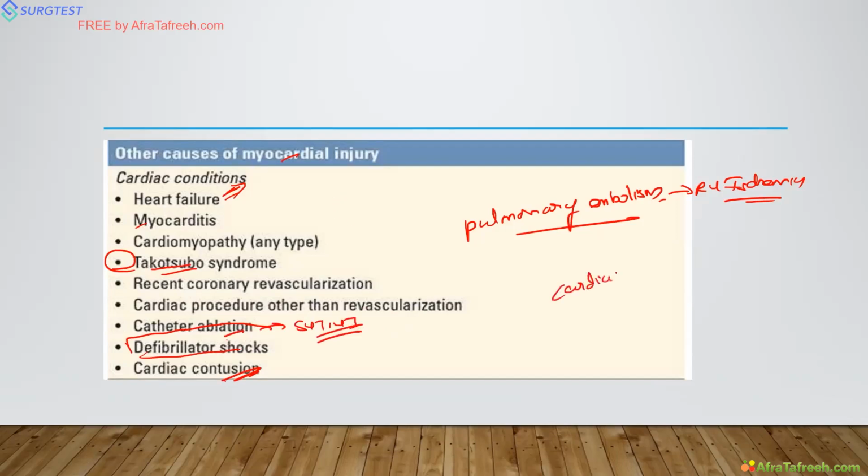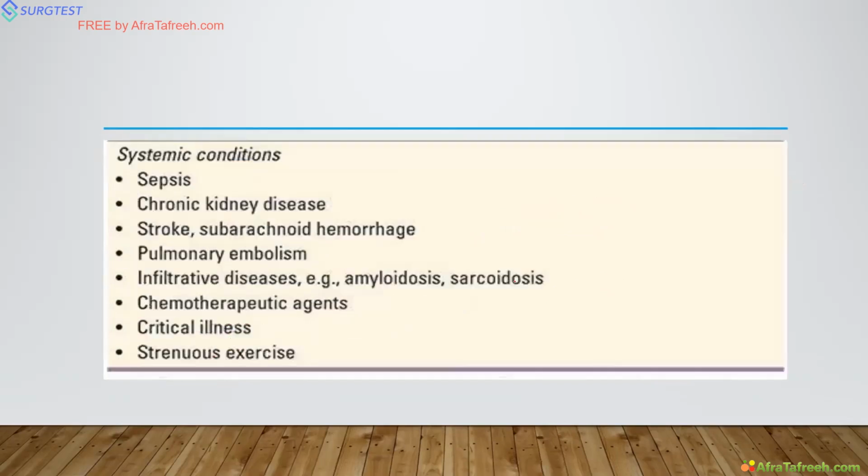There are also non-cardiac causes of troponin rise that we'll see. So another very important non-cardiac cause is chronic kidney disease. In chronic kidney disease, the patient will have breathlessness, and he will be having uremic pericarditis. Uremic pericarditis is very common. That patient will come to you with breathlessness and chest pain.